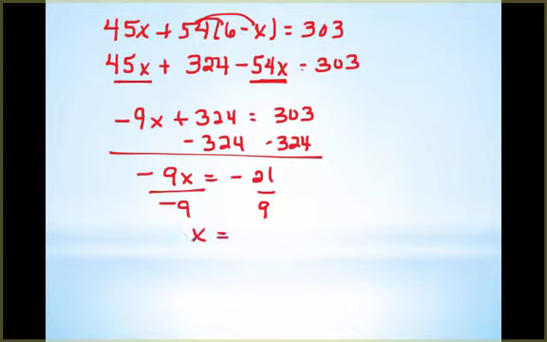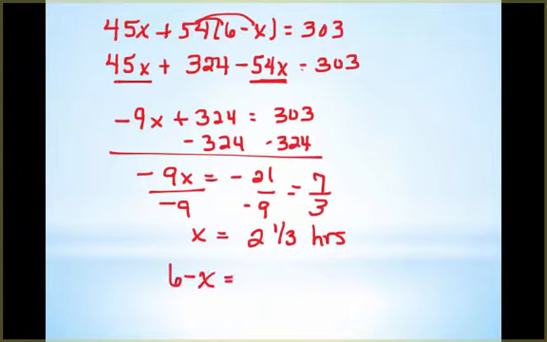So that's going to give us that x would be negative 21 divided by negative 9, which would simplify to 7/3, or you could use your calculator and get an answer, and this ends up being 2 1/3 hours. So for the first part of his trip, he used 2 1/3 hours. For the second part, remember, our other time was 6 minus x. So that would be 6 minus 2 1/3, which would be 3 2/3.